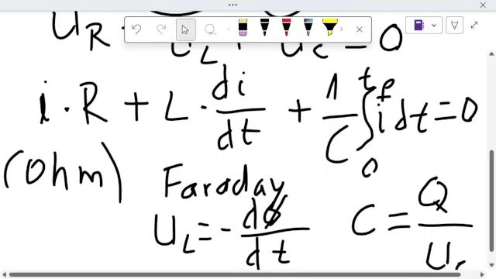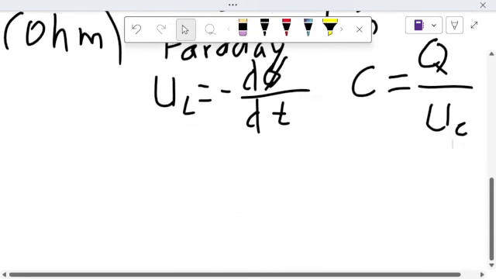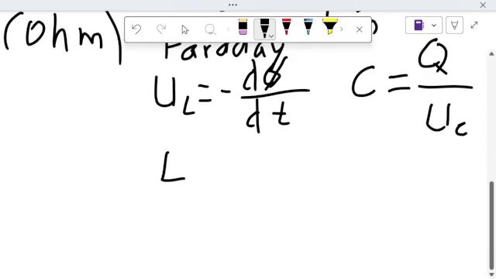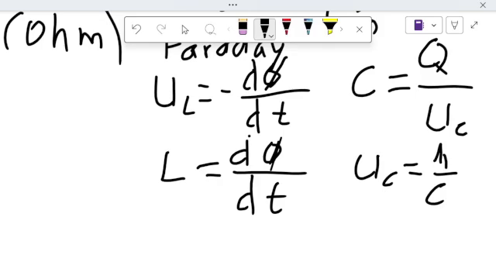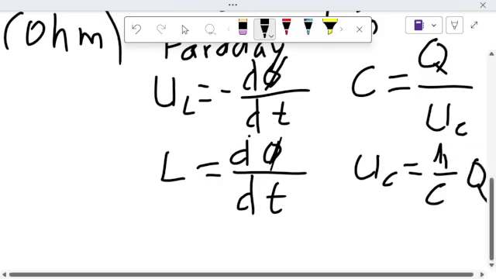Okay, so I remember that inductance equals the increase in magnetic flux that depends on time, and for this I can write that the voltage on the capacitor is 1 over C times the accumulated charge.